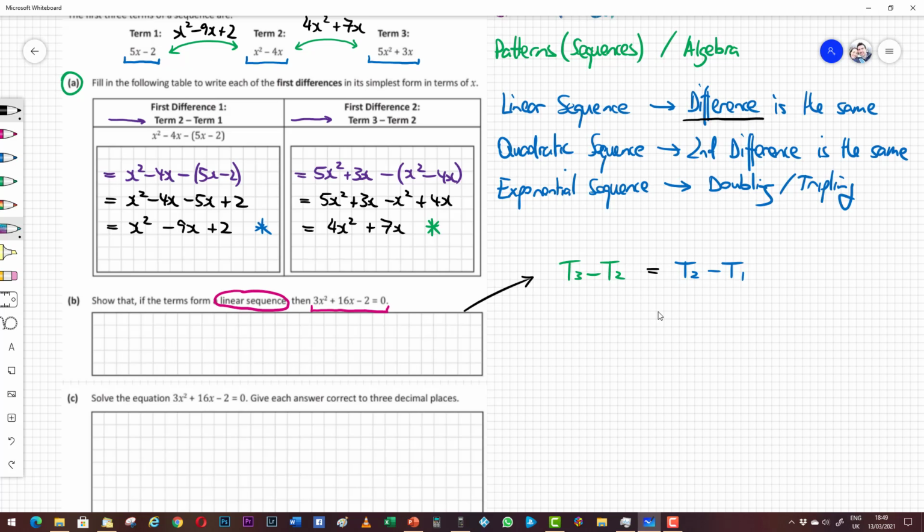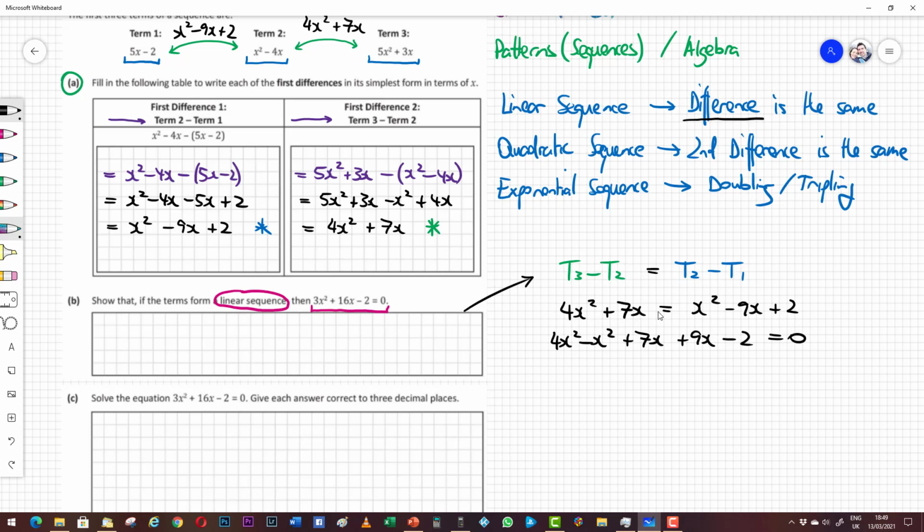We know that the third term minus the second term is 4x squared plus 7x, and we know that the second term minus the first term is x squared minus 9x plus 2. So how are we going to show that this is equal to 3x squared plus 16x minus 2 equals 0? So let's bring all the terms to the left hand side. So we're going to subtract an x squared from both sides, we're going to add a 9x to both sides, and we're going to subtract a 2 from both sides.